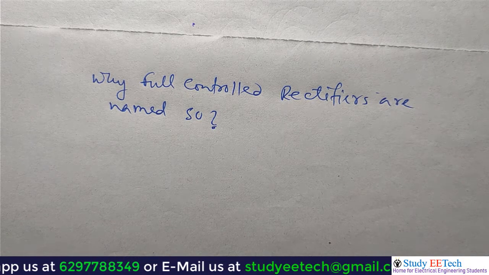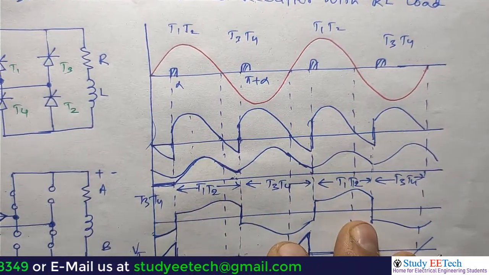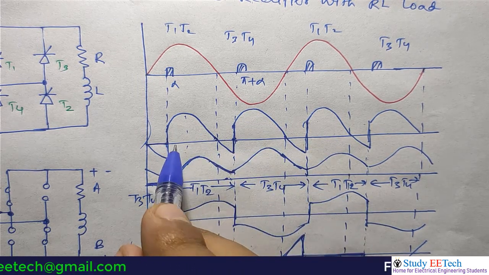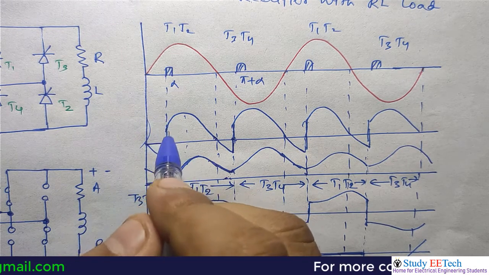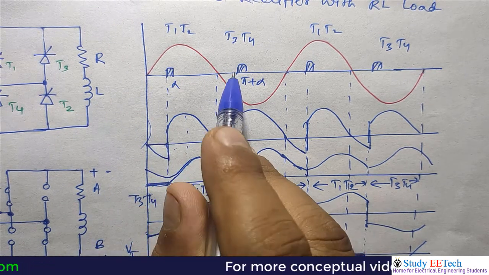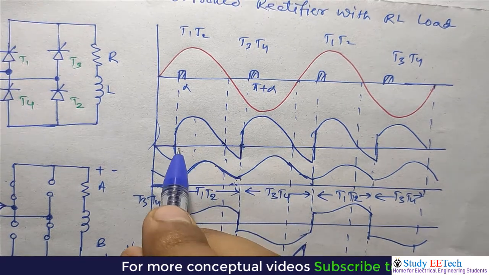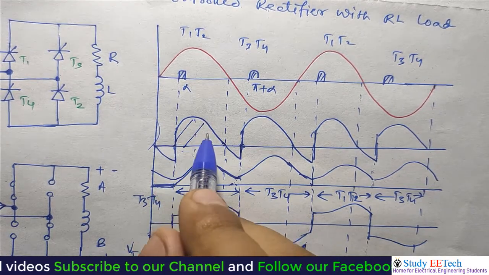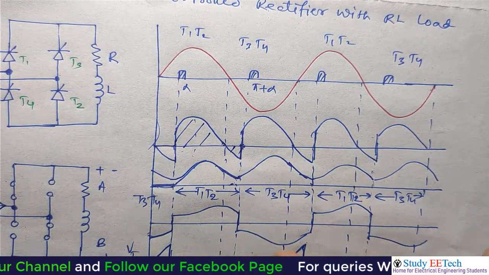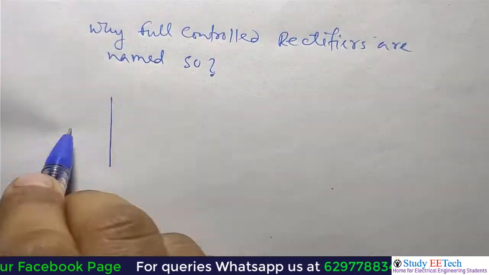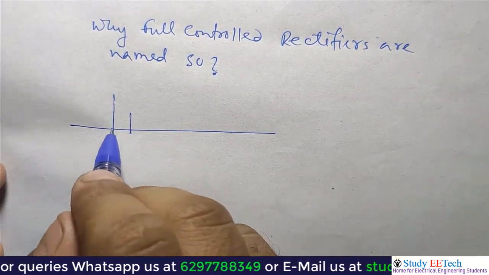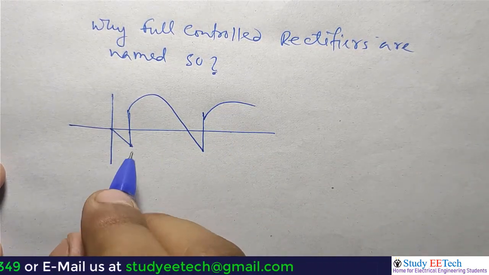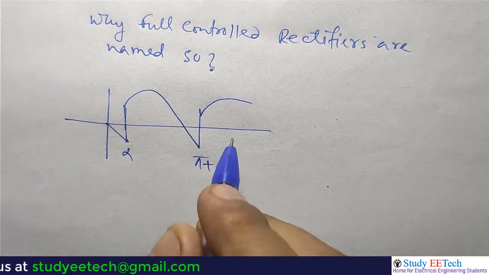Okay, we have seen that in case of inductive load, the voltage waveform becomes something like this. There is a negative swing, and at the alpha point T1 T2 is triggered, and at pi plus alpha point T3 T4 is triggered, and in between this period alpha to pi plus alpha, we have seen there is a positive voltage and there is a negative voltage. So now if we change alpha, what will happen? Let us say the voltage waveforms are something like this, and this is going on. This is alpha, pi plus alpha, right?